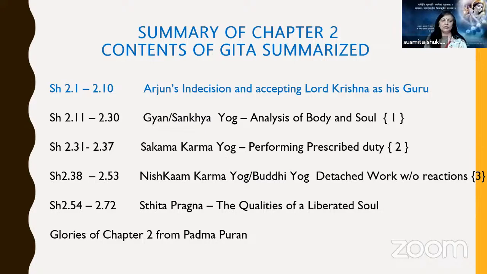Then from 38 to 53, it will be Nishkam Karma Yoga, which is detached work without reactions. This is the third answer to the third one. And then 54 to 72, we'll be talking about Sthit Pragya. Sthit Pragya are the people who have transcended all the modes of material nature. They are liberated souls. So we'll be talking about the qualities of a liberated soul.